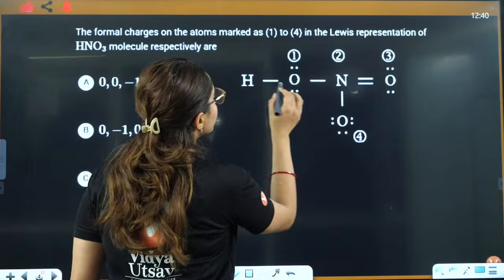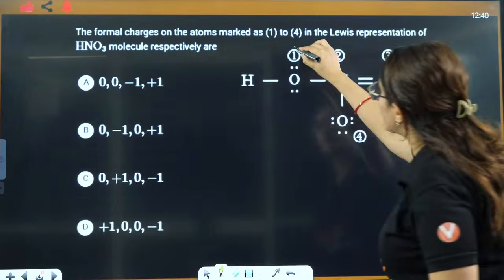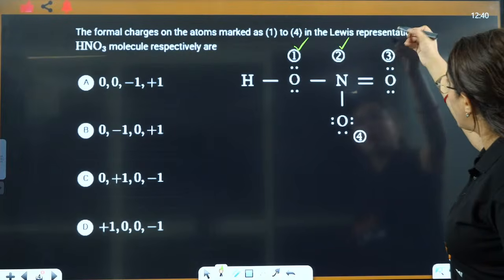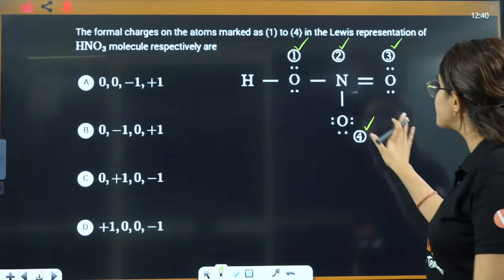Okay, so if you see this is nitrogen, they are asking you to calculate the valence electrons on this oxygen, on this nitrogen, on this oxygen and on this oxygen. Let's talk about this one by one.